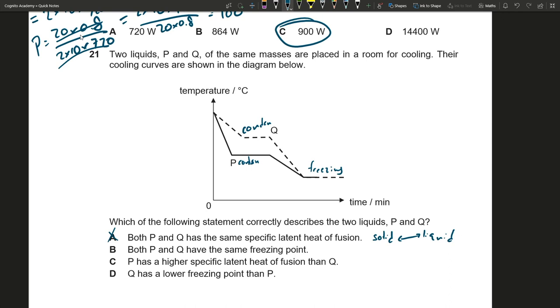P and Q have the same freezing point. Yep, they have the same freezing point because they share the same plateau here. So the answer here is B. P has a higher specific latent heat of fusion than Q. We don't know that. Again, fusion corresponds to this freezing line, so we don't know C. Q has a lower freezing point than P. Not true. They have the same freezing point as we showed just now. So the answer is B.